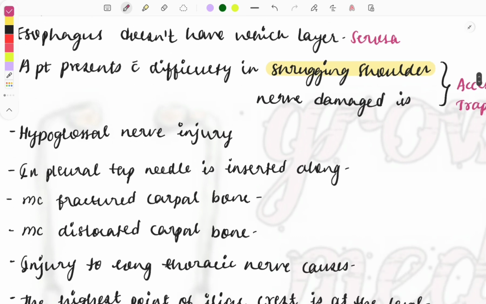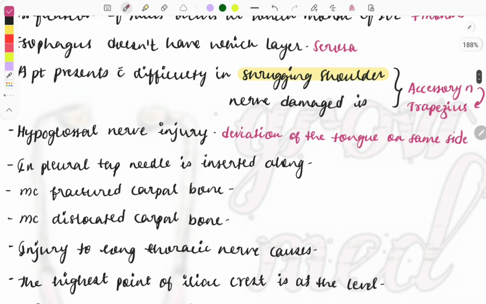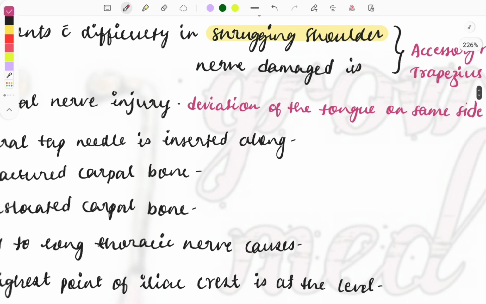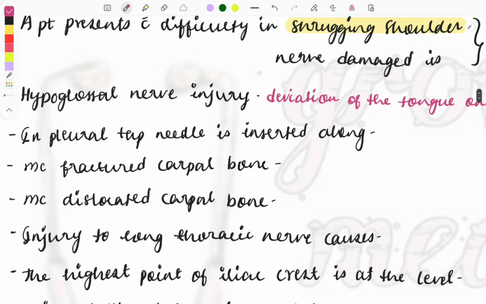Moving on to the next, hypoglossal nerve injury will cause which lesion? See, by the name only we can come to know that the hypoglossal nerve will be supplying the tongue. So what will be happening to the tongue if this nerve is injured? Deviation of the tongue to the same side. Sometimes an image based question can also be asked, and in that image you can appreciate that the tongue is deviated to the same side. So they'll ask which side is injured. So if it is the right side deviation, then the right hypoglossal nerve will be injured, and likewise the left.